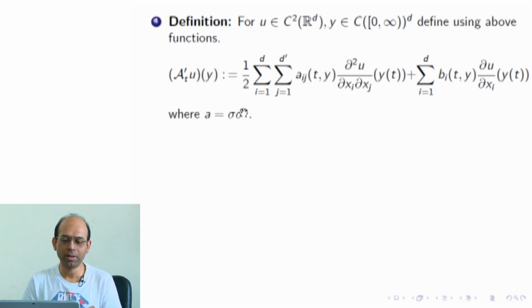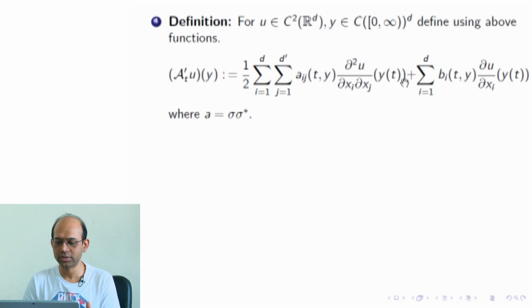Since sigma depends on the whole path, a also depends on the whole path, and it also depends on time. Then the second order partial derivatives of u with respect to x_i and x_j appear, and that is evaluated at y_t. Here I cannot write y, because u is just a function of a vector. Okay, u is just a function of the present location of the path. So this second order partial derivative of the function is evaluated at the path's present location y_t.